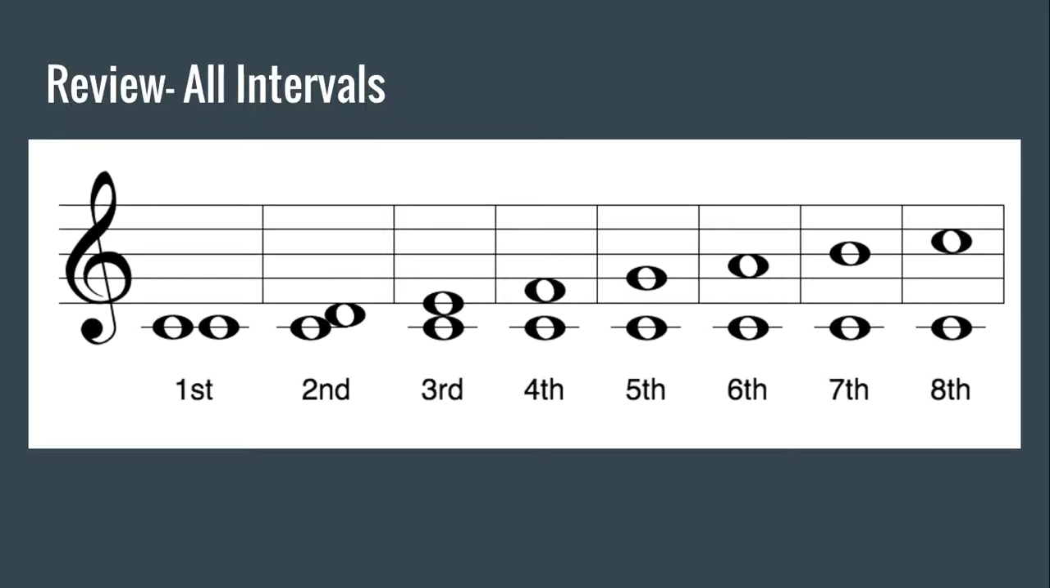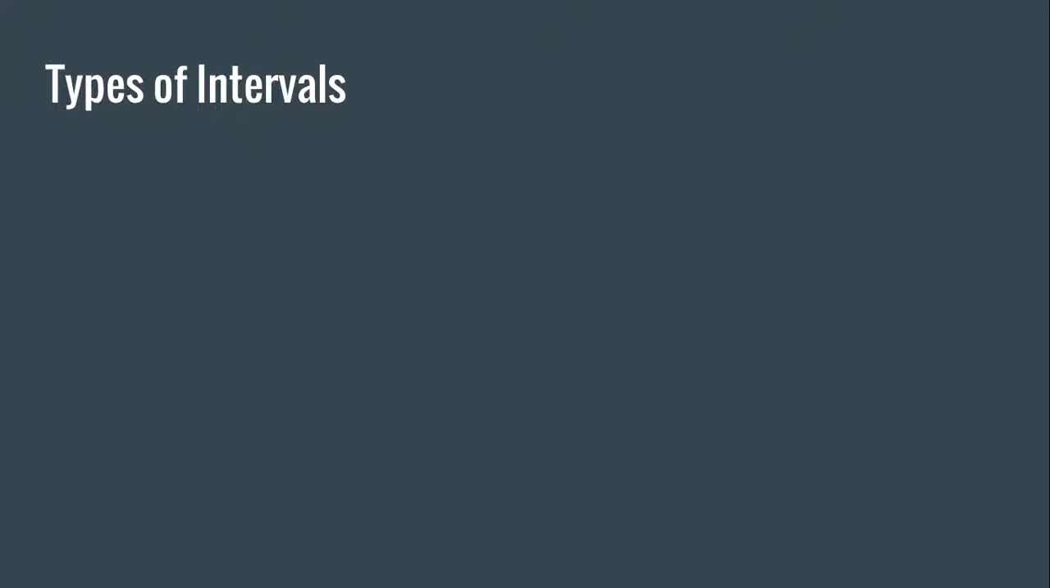So let's review our intervals like we had in our last video. They're all right here. These are our generic intervals: firsts, seconds, thirds, fourths, fifths, sixths, sevenths, and eighths. There are also ninths and tenths and so forth, but for right now I want to focus on firsts through eighths or octaves. So now, what types of intervals are there? Right now we've just had generic firsts, generic seconds.